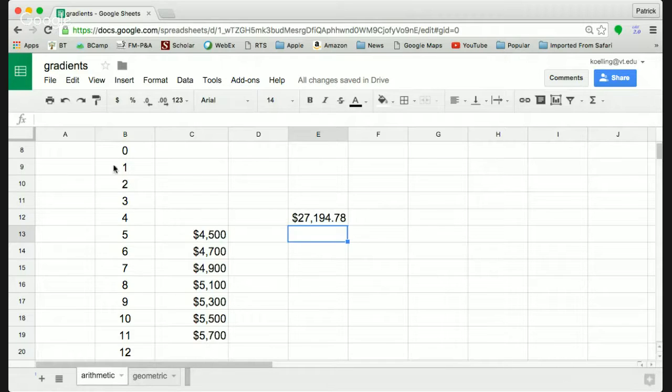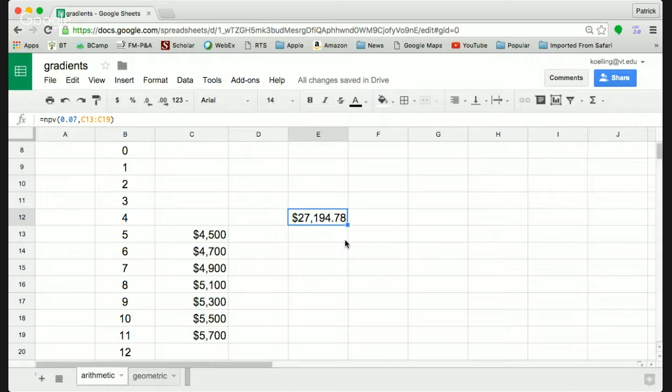So if I have a cash flow table set up like this, I can highlight the range for each, where there's a cash flow in each one of these years, I can find the present value, or net present value in this case. Pretty slick.